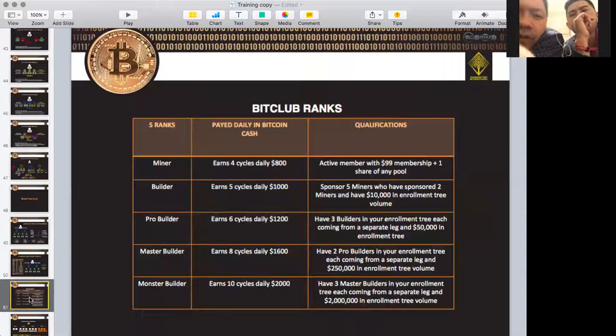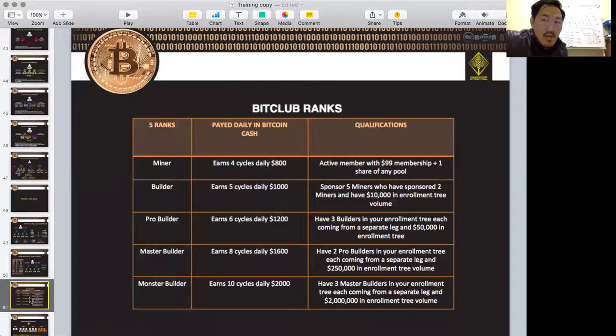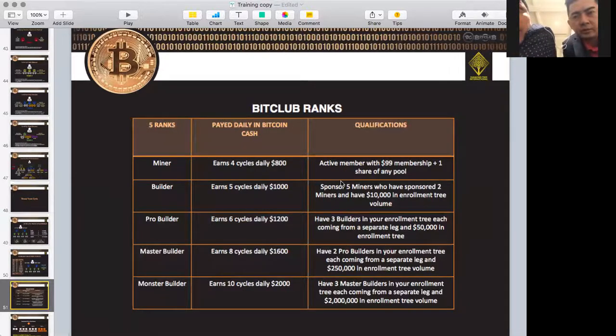So from miner to become a builder, I have to find 2 for 5, which is either 5 of the 9, 10, 11, 12, 13, 14. Any of the 5 must have 2. So if the 2 that are below them become a builder, what is counted?